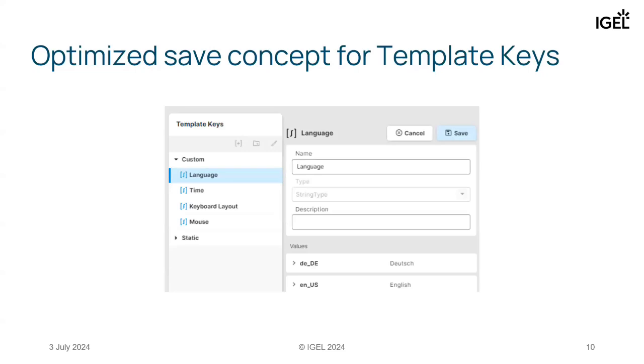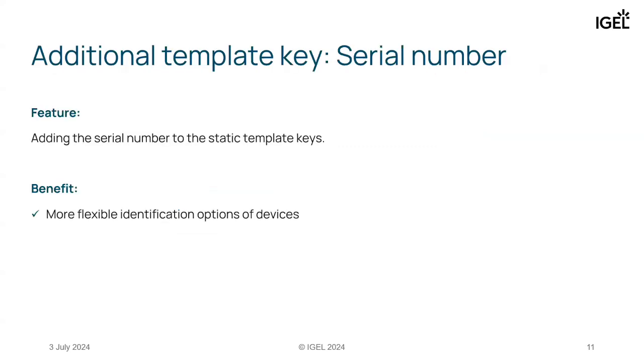Then also based on feedback, we optimized the save concept for template keys. We simplified the way to create and save the template keys. And I'm really looking forward to the feedback of the community on whether we did a good job here. Then just a small change, we also added a new static template key, serial number. So now you can use the serial number as a template key for specific parameters.